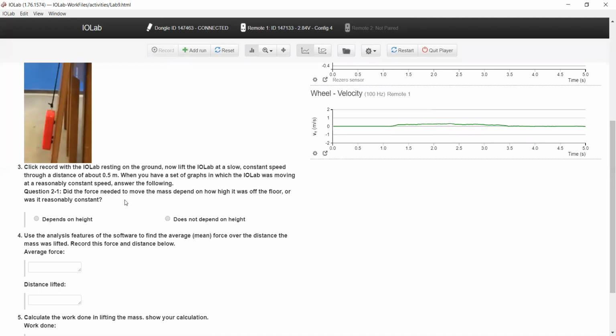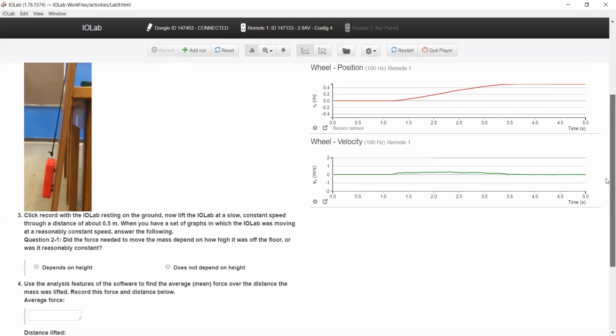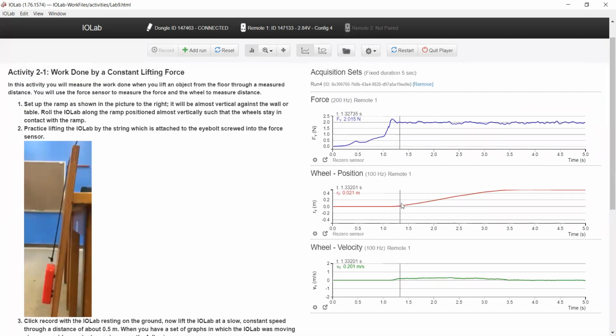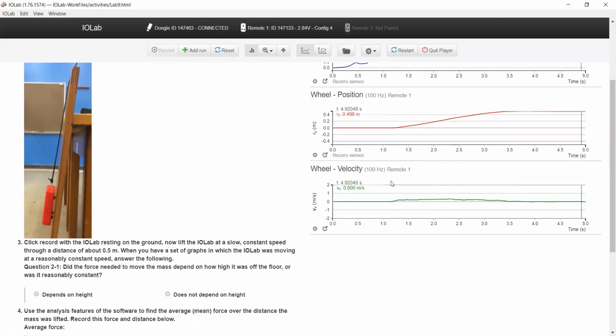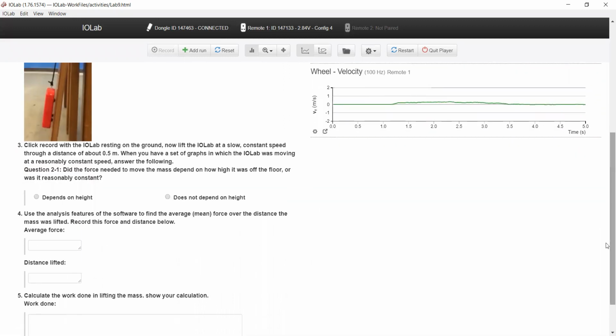So did the force needed to move the mass depend on how high it was off the floor, or was it reasonably constant? So you can compare your position and force. So this is the position where it started to move. The position where we are lifting here, this is the height being changed, and that's the force being applied. Is it changing, or is it constant reasonably? So you may answer the question. Velocity is kind of constant. You can see slow and steady during the motion.